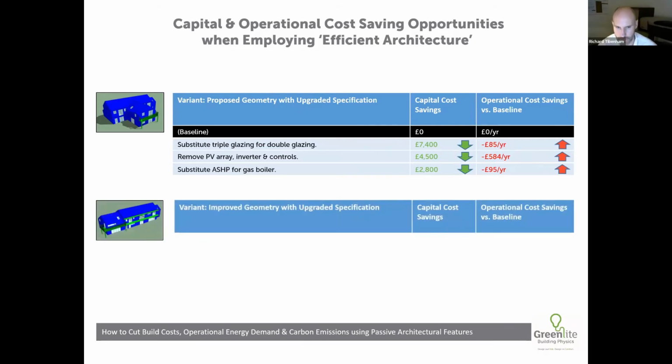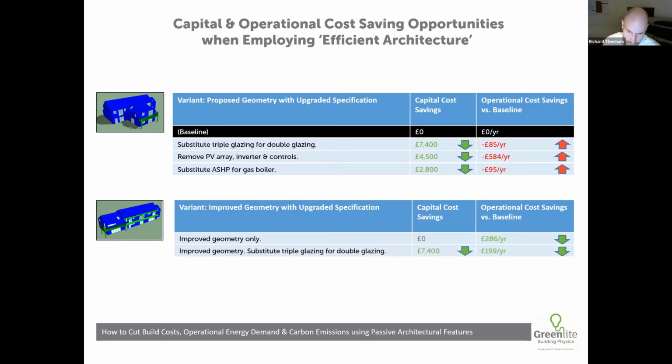Now, if we look at the improved geometry, just the improved geometry alone, nothing else, would save you an additional £286 a year in running costs. We could swap the triple glazing for double glazing, saving £7,400 on the build. You would still be saving £199 a year compared to the baseline.